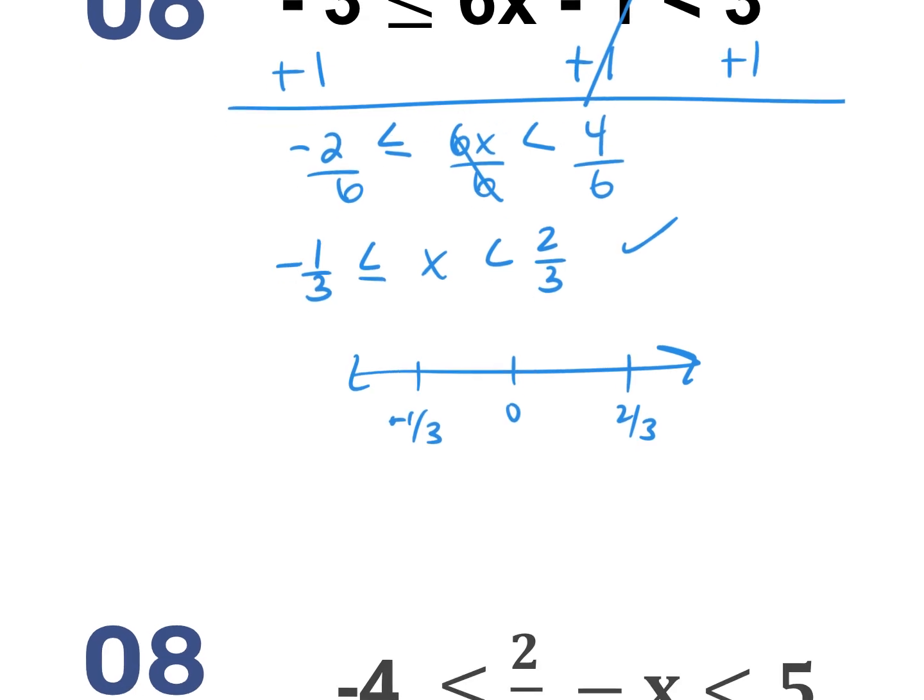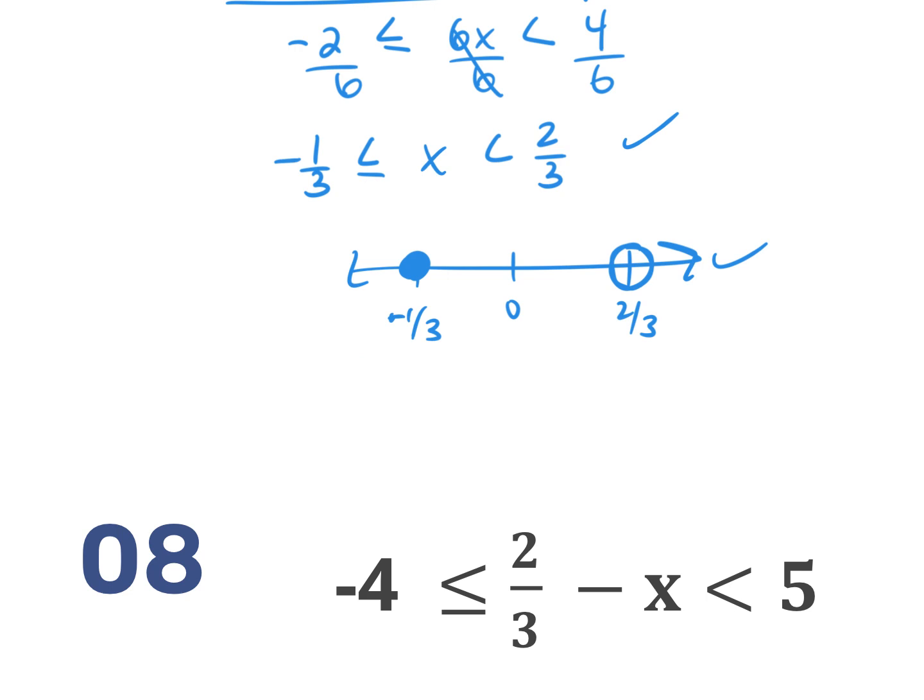Close where? Close at negative 1/3 and open at 2/3. Very good. So what does my interval notation look like? Bracket, negative 1/3, comma, 2/3, what? Parenthesis. Good, very good.